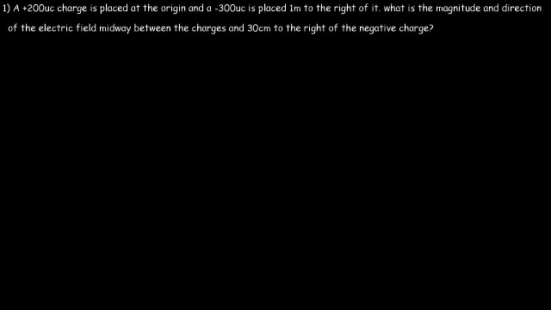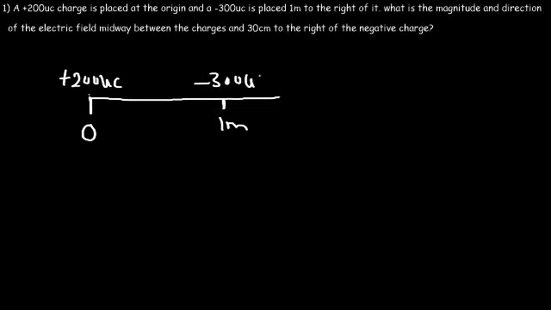So let's begin the solution of this problem with a diagram. Let's say I have a number line centered at point 0. At this point 0, a positive 200 microcoulomb charge is placed. And from here to here, we have it to be 1 meter. So 1 meter away from it, we have a negative 300 microcoulomb point charge placed there.